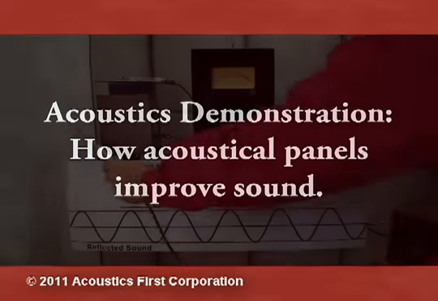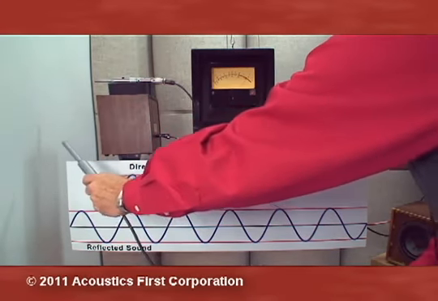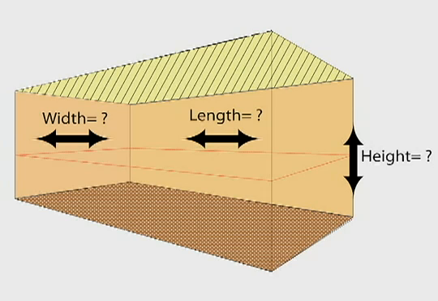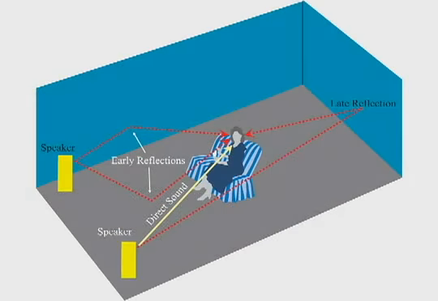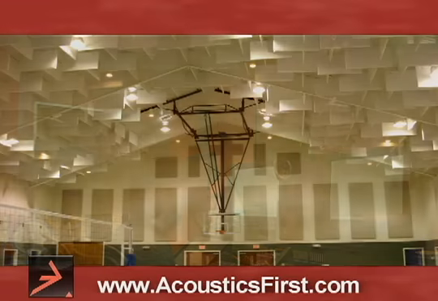If you're into sound, whether it's recording, installation, or serious listening, you've probably heard of comb filtering, standing waves, and room modes. They are a result of a room's dimensions and how sound waves are reflected within the room. This demonstration, without getting overly technical or using a lot of math, will show how these reflections can affect what you hear, and using acoustic treatment to reduce reflections can improve a listening or performance environment.